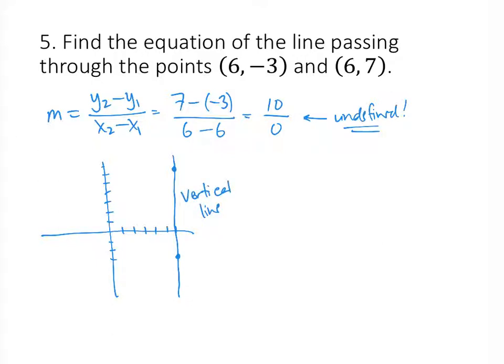And we know that vertical lines have equations that look like x equals a number. And in this case, the x value of these points on this line is 6. Both of the points we were given had x value 6. That's why we got a 0 on the bottom of our fraction. And so the equation is x equals 6.